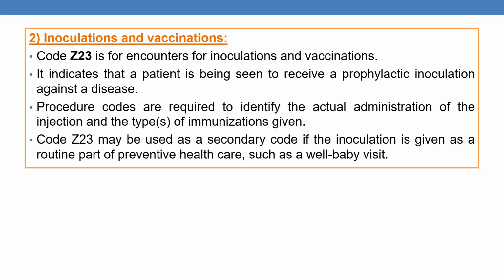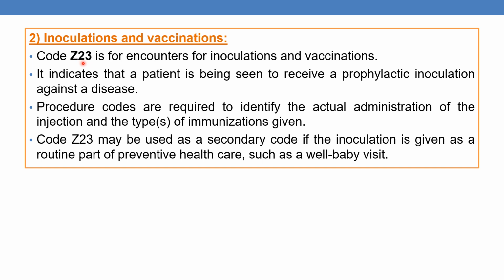Now coming to the second category of Z codes, inoculations and vaccines. The code Z23, this is the only code. Z23 is for the encounters for inoculations and vaccination. Whatever might be the vaccination, the ICD is Z23. It indicates that a patient is being seen to receive a prophylactic inoculation against a disease. The procedure codes are required to identify the actual injection and the type of immunization given.